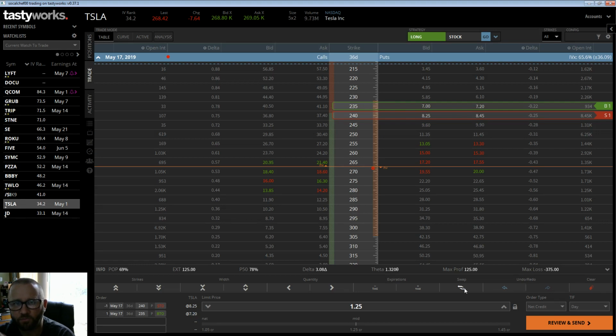So a credit spread profits over time. So theta in this case is your friend. You want the decay to happen, because that's where you make your money. As these options out of the money here start to decay over time, they're going to be worth less, and then you buy back the option for a lower price, and that's how you make your money.